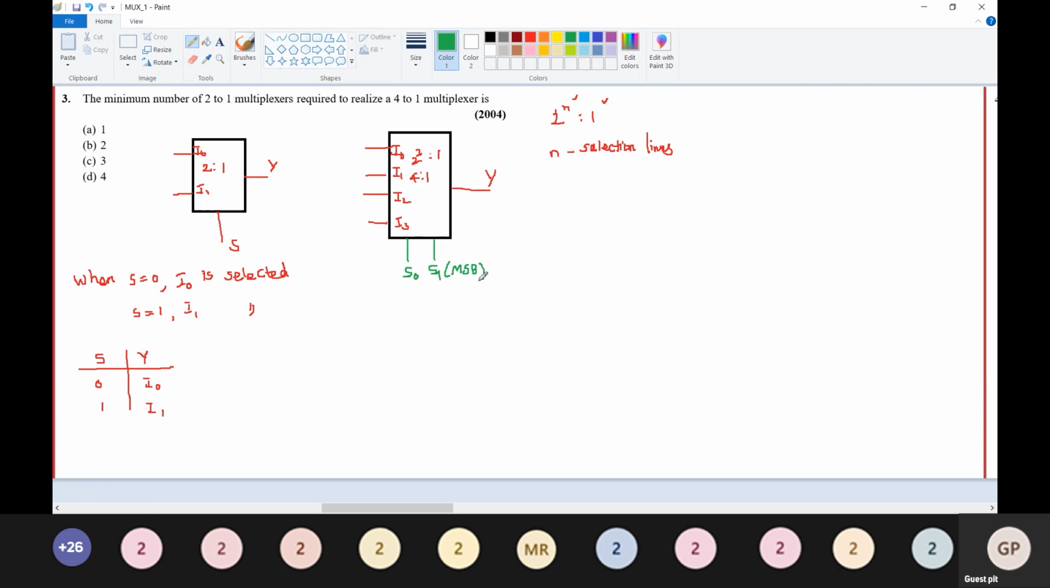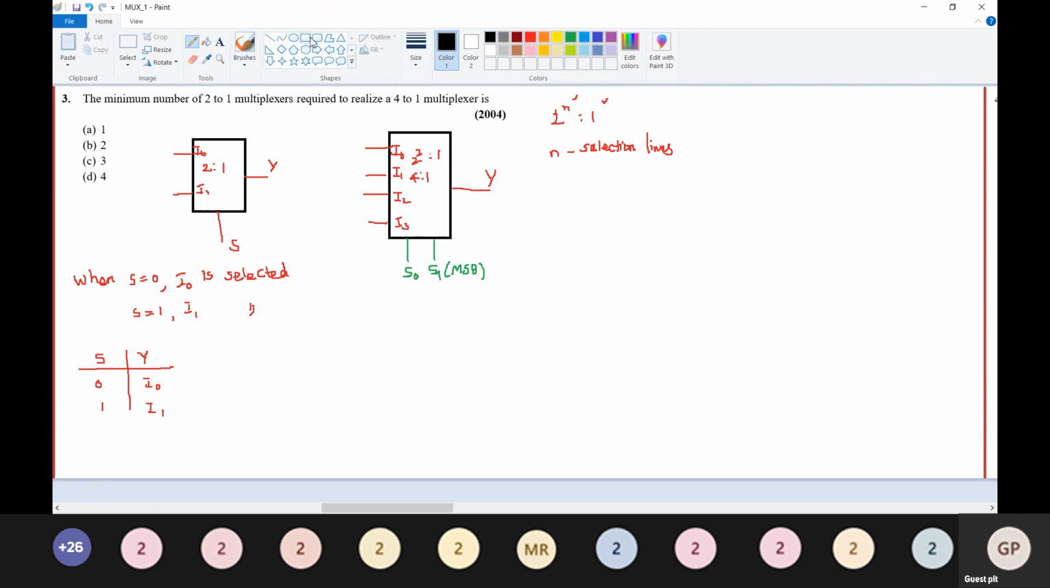So this is your general structure. Now I want to implement this 4:1 multiplexer using 2:1 muxes. Based on the input combination present at the select lines, the corresponding input line is selected and it is connected to the output. This is the function of the multiplexer. Now we'll implement a 4:1 using 2:1 multiplexers.